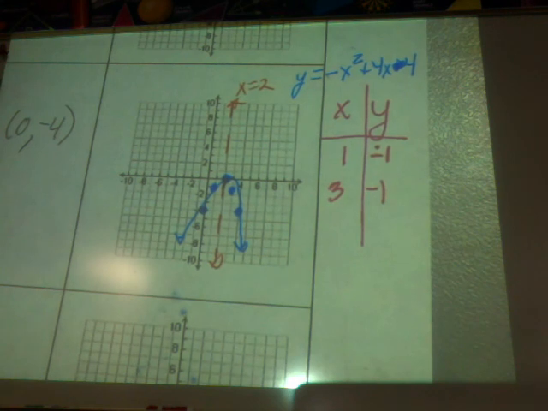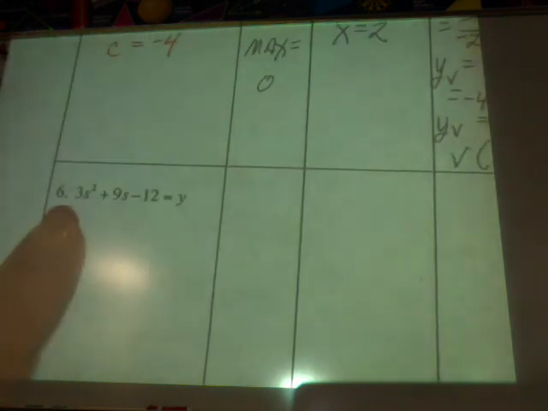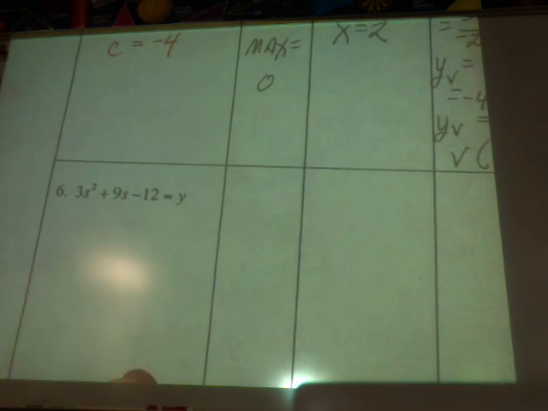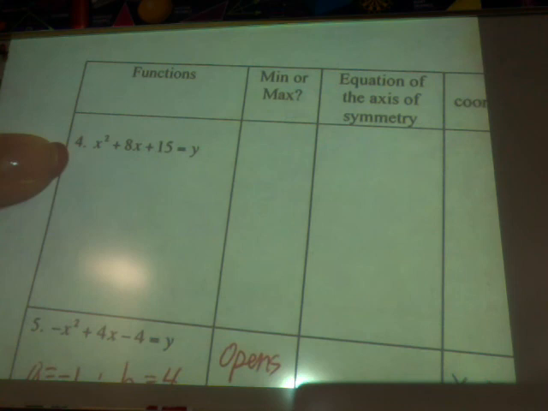Oh, well, I forgot that I added a problem on here. Let me just point something out to you. Look at number 6. When you go to factor it, what are you going to do first? Take out a GCF first. But for your A, B, and C, you want to leave it as 3, 9, and -12. You can't take it out when you're doing your vertex. Okay? So note to self. And then this one should be factorable.